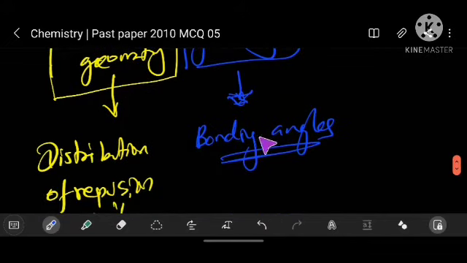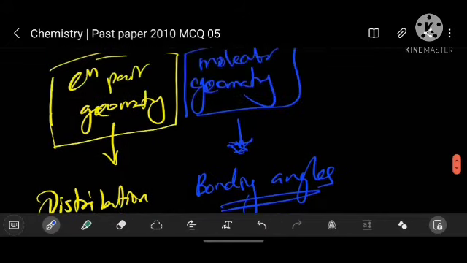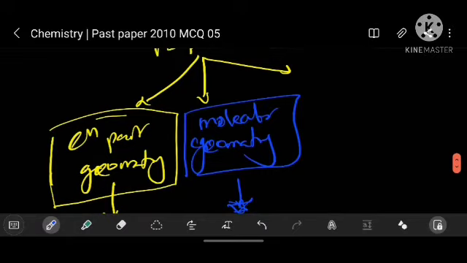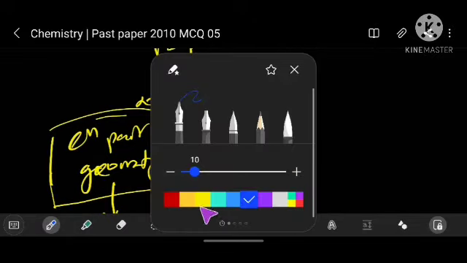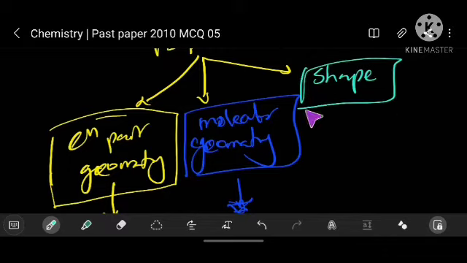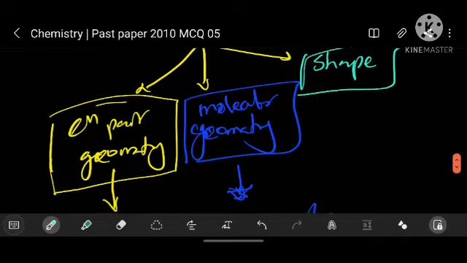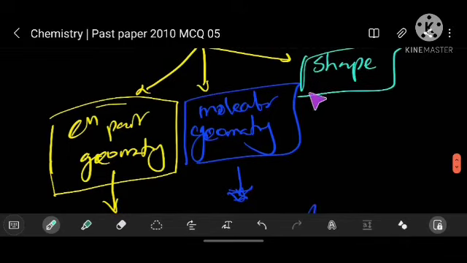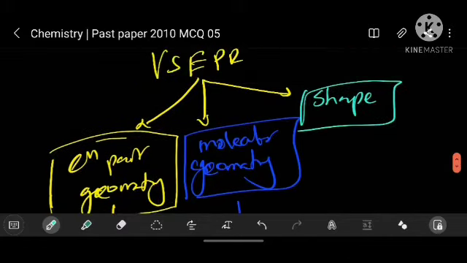We'll talk about the electron pair geometry and the molecular geometry later, and we'll move to the third part, that is the shape. When we are asked about the shape, we just give the name of the shape only. We don't give the bonding angle. So these are the three things: the first is the electron pair geometry, the second is the molecular geometry, and the last one is the shape.